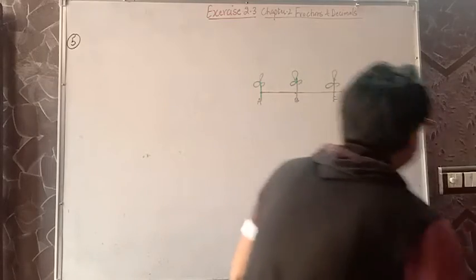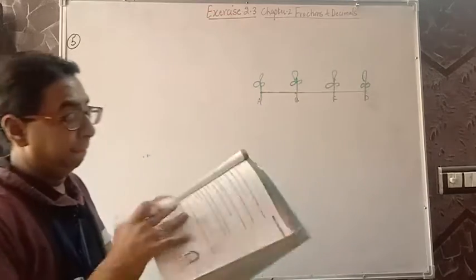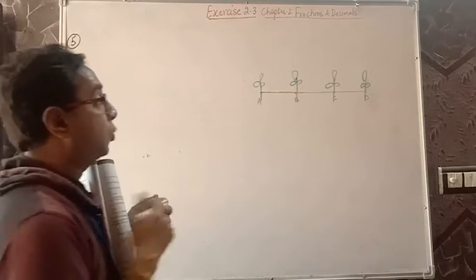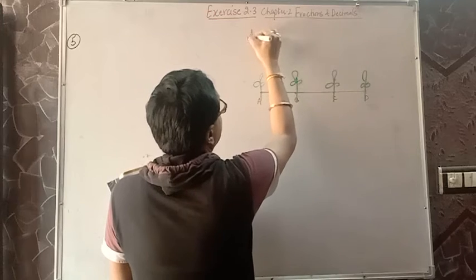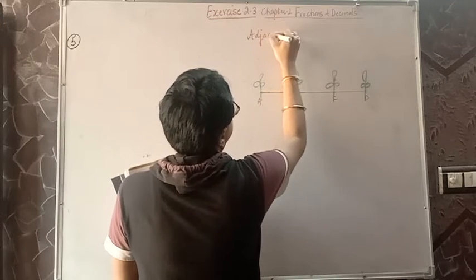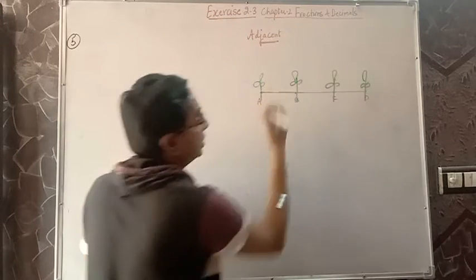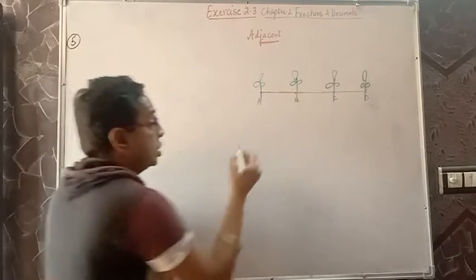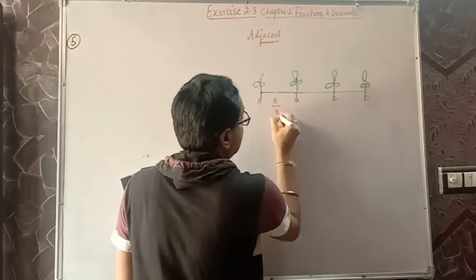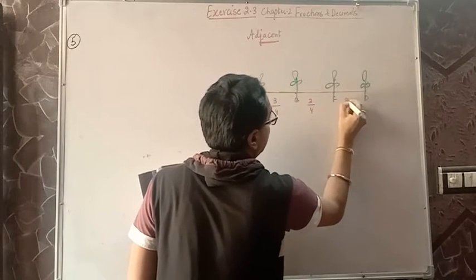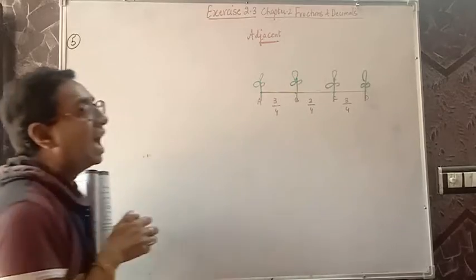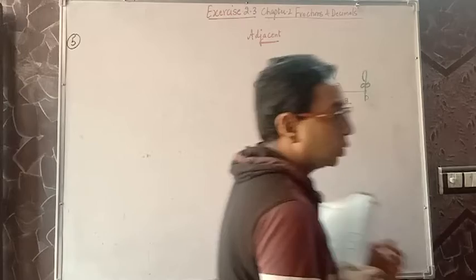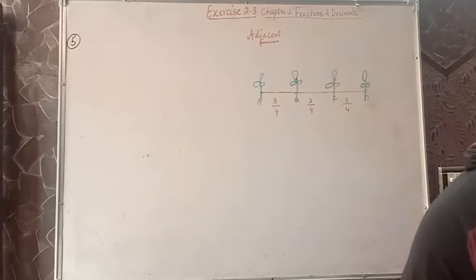It is given that the distance between 2 adjacent saplings is 3 by 4. What do you mean by adjacent? Adjacent means next. I think in English you have heard the word adjacent, like adjacent angle. So the distance between these is 3 by 4, 3 by 4, 3 by 4. We have to find the distance between the first and last sapling. This is the question.